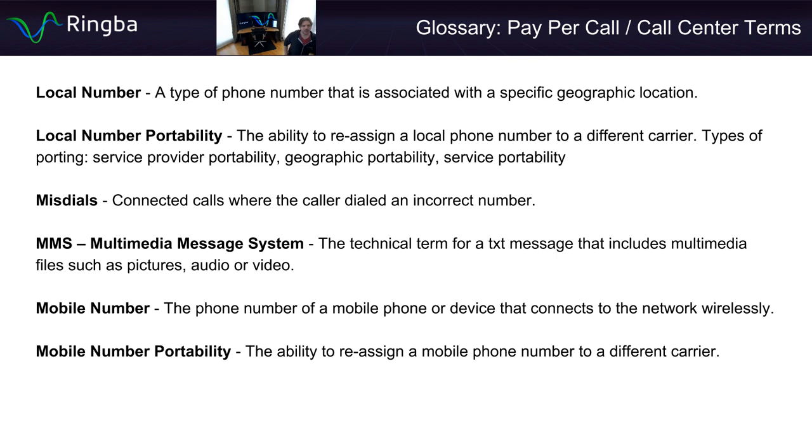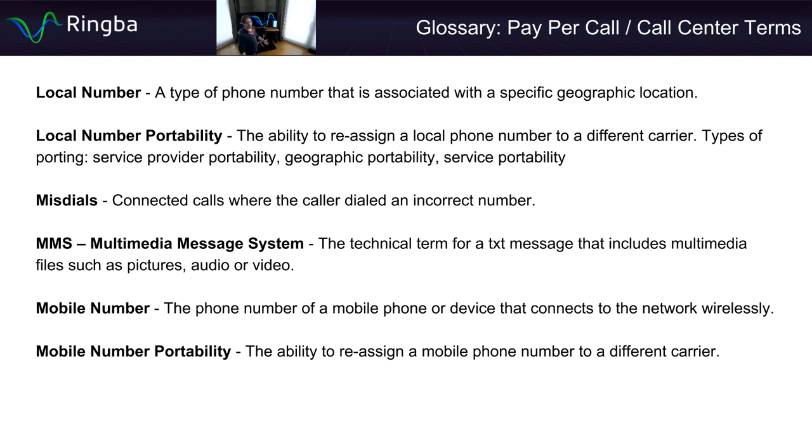Missed dials. These are connected calls where the caller dialed an incorrect number. So if you own the phone number 1-800-888-5000 and someone dials 1-800-888-4000, that's a missed dial. They accidentally were connected to the wrong phone number. And so there's actually a lot of ways to monetize those numbers. We'll talk about that later in the course.